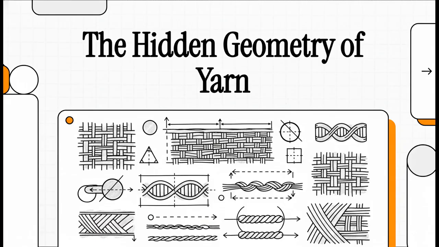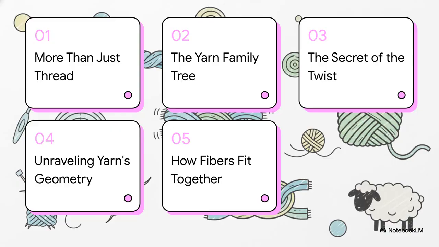So here's how we're going to break it all down. We'll start with the basics. Then we'll map out yarn's surprisingly big family tree. After that, we get to the really cool part, the secret of the twist, which is where yarn gets its strength. And finally, we're going to go full-on microscopic to see that hidden geometry and the really clever way all those tiny fibers pack together.